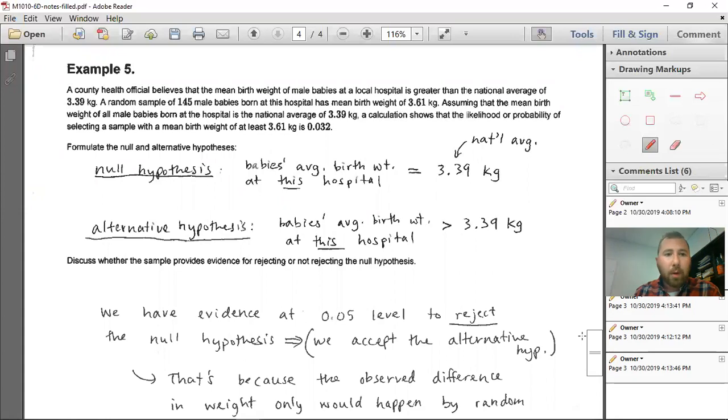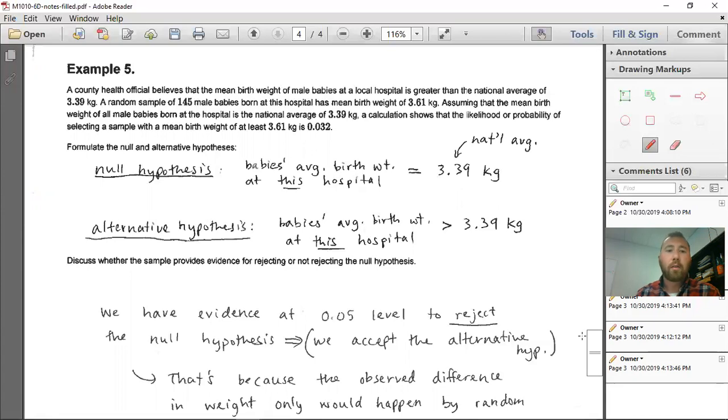Assuming that the mean birth weight of all male babies born at the hospital is the national average of 3.39 kilograms, a calculation shows that the probability of selecting a sample with a mean birth weight of at least 3.61 kilograms is only 0.032. That's the probability of randomly getting that mean of 3.61, which is greater than the national average. So first of all, what's the null hypothesis here?